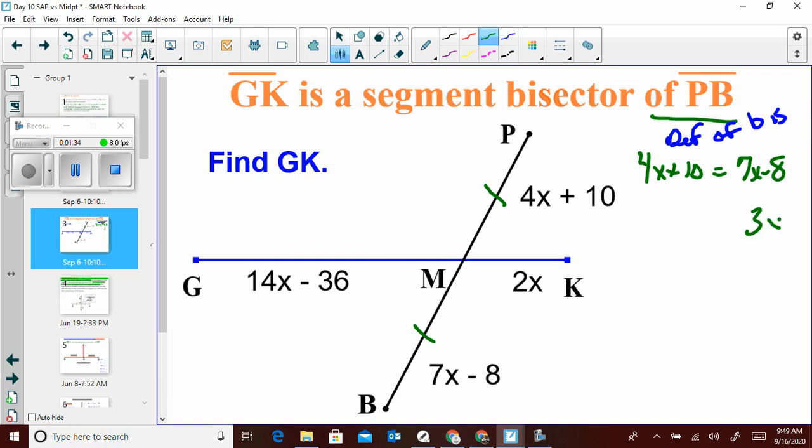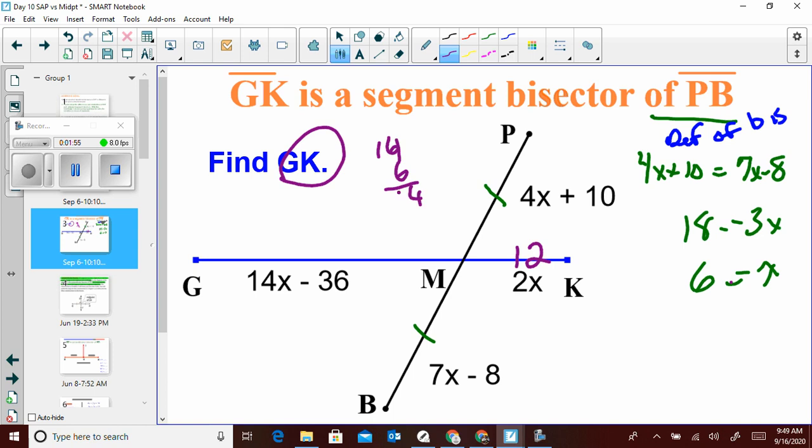Let's solve this out. 3x is 18, x is 6. It asks us to find GK. So to find GK, we need this piece and this piece. So this is 12, because it's just 2 times 6. 14 times 6, 84, minus 36, 48. So GK is equal to 60.